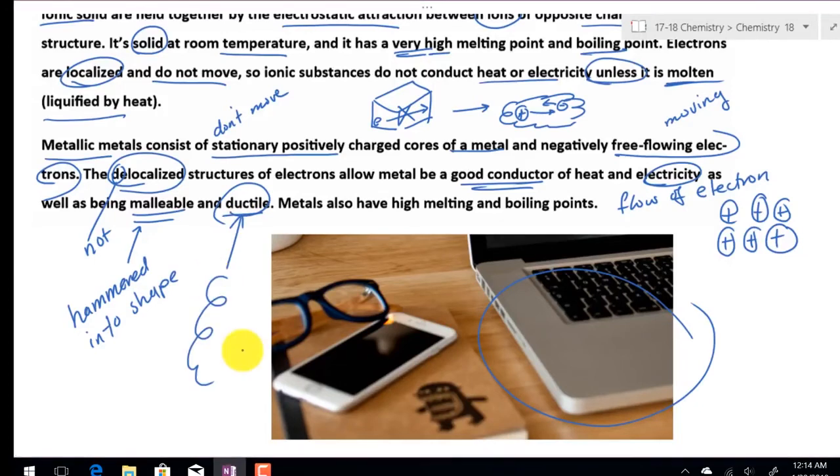And because metals are held together by this flow of electrons, they are actually very strong. That's why you see metals are very hard and some are very soft, but they are very strong. And then, of course, they have high melting points and high boiling points. But still, it is not as strong as an ionic compound.